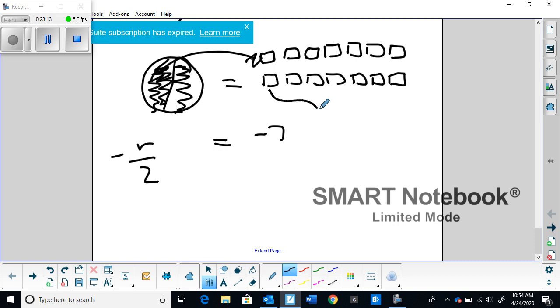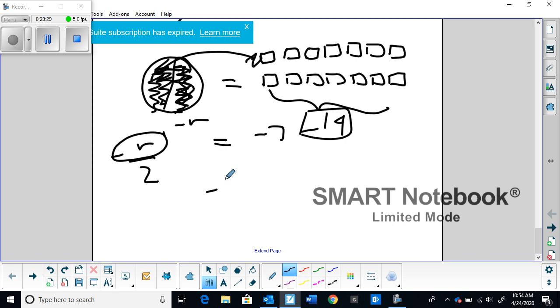Okay, so in total, what do I have here? I have negative 14. And what do I have here? I have a hole. That's great. But is it a positive hole or a negative hole? Let's check that r. Oh, it's a negative r. Okay, negative r equals negative 14.